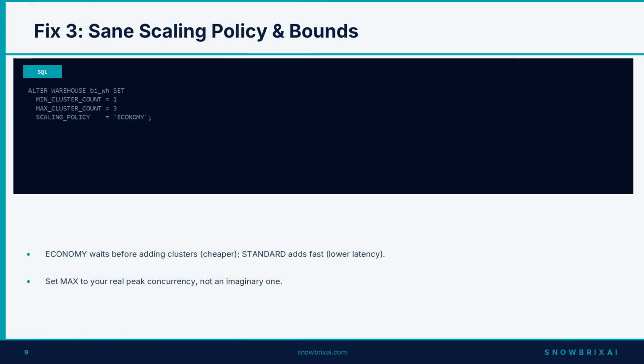Here is the fix: alter warehouse, min cluster count 1, max cluster count 3, scaling policy set to economy. Now the intent: economy waits a bit before adding clusters. That is cheaper. Standard adds them fast for lower latency. You pay for that speed, and the big lever is max. Set it to your real peak concurrency, not an imaginary one you guessed at. 3 is plenty for most teams.